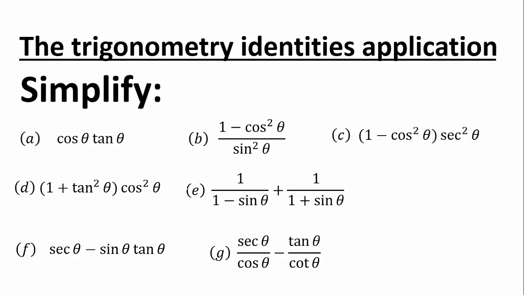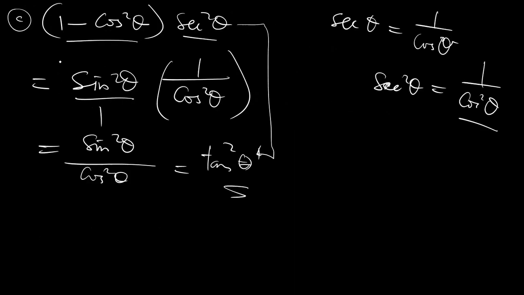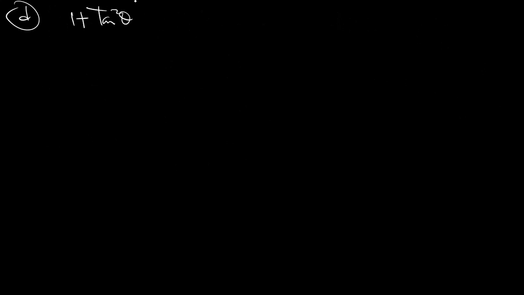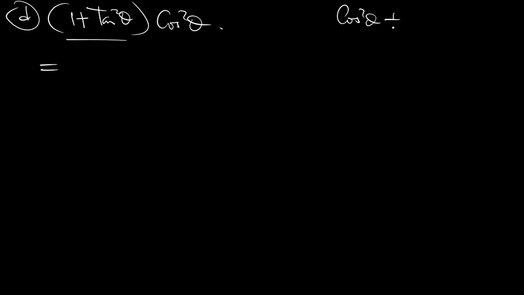Now D, the question is 1 plus tan square theta, in brackets, times cos square theta. Now we need to prove the trigonometric identity that this is equal to. So let's look at it. You have cos square theta plus sine square theta, which is equal to 1. Now dividing all the terms by cos square theta, this divided by cos square theta, this divided by cos square theta.